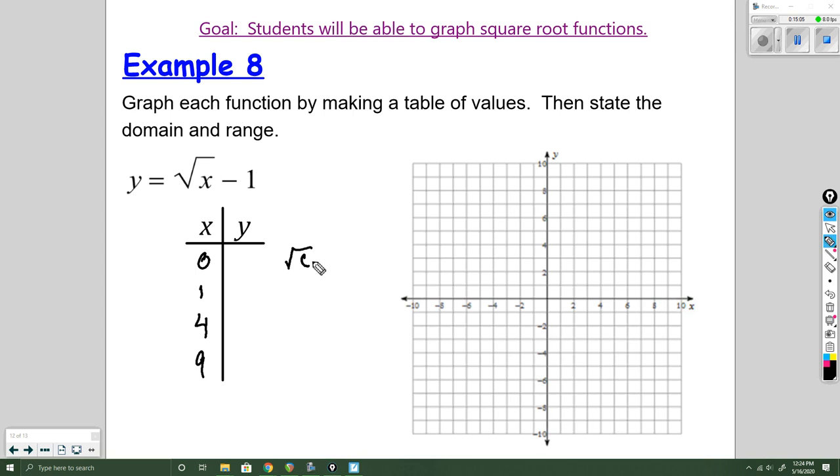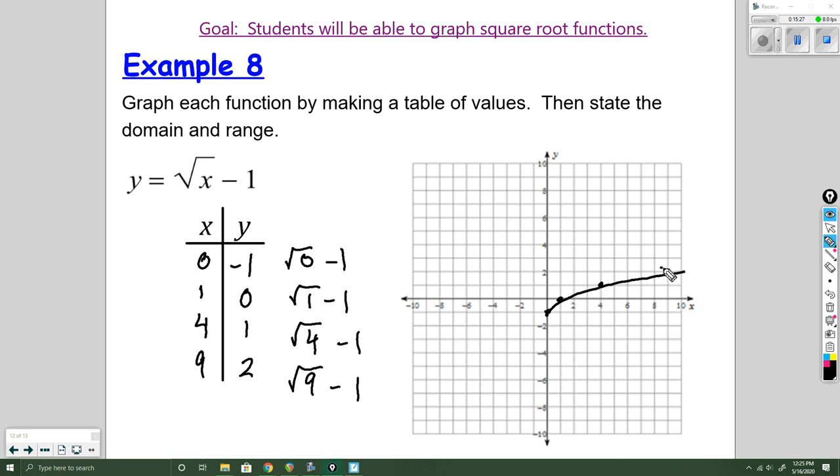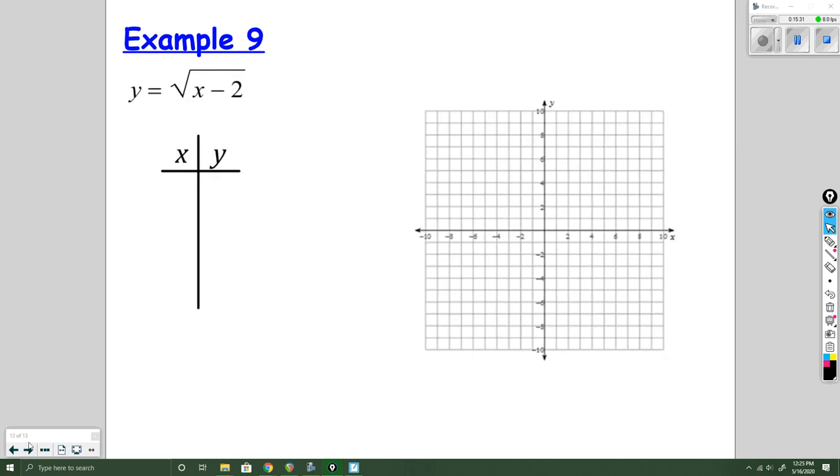So we have the square root of 0 minus 1, the square root of 1 minus 1, the square root of 4 minus 1, and then the square root of 9 minus 1. All right, that'll yield output values of negative 1, 0, 1, and 2. We can plot those values and then graph our function. All right, the next one's going to be a little bit more useful, because there is something happening inside that radical.